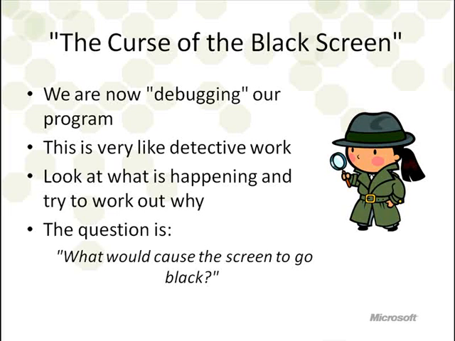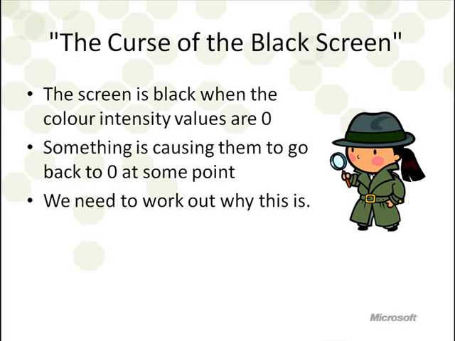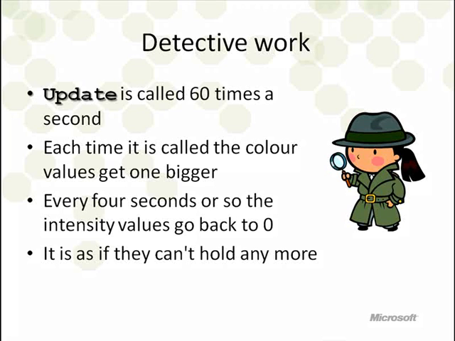So we want to do that with our program, okay? A bit of detective work to find out why our program is behaving the way it is. We know that in terms of evidence, smoking guns and all that, the screen is black when the color intensity values are 0. So something must be making our color go back to black again, and that's the thing we need to investigate. Something's causing the intensity to suddenly go from really bright to really dark, from a bright value to 0, because 0 is what causes the black to come out. Okay, so update is called 60 times a second, we know that.